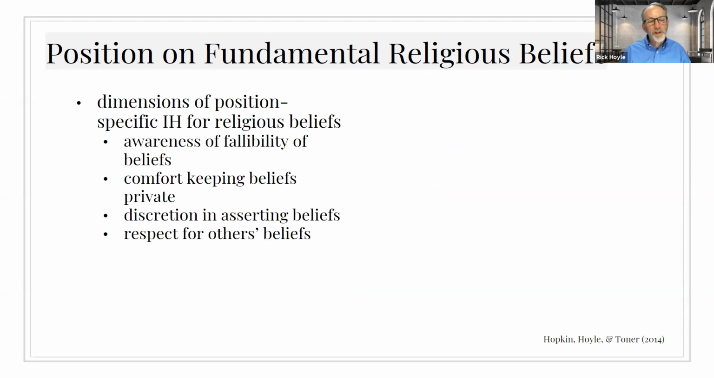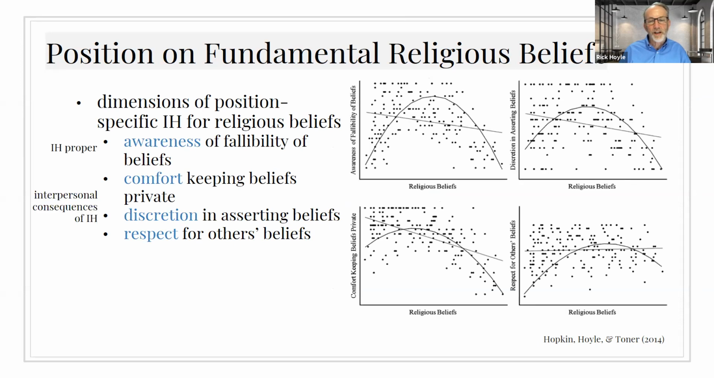In this ad hoc measure, we essentially generated a bunch of items, factor analyzed them, and produced 4 factors in that particular set. One is what I think we would now call IH proper, and you can see this maps very well onto our definition. The other 3 are components that are more what I would call interpersonal consequences, though some of my colleagues would quibble with me over whether that is or is not IH proper.